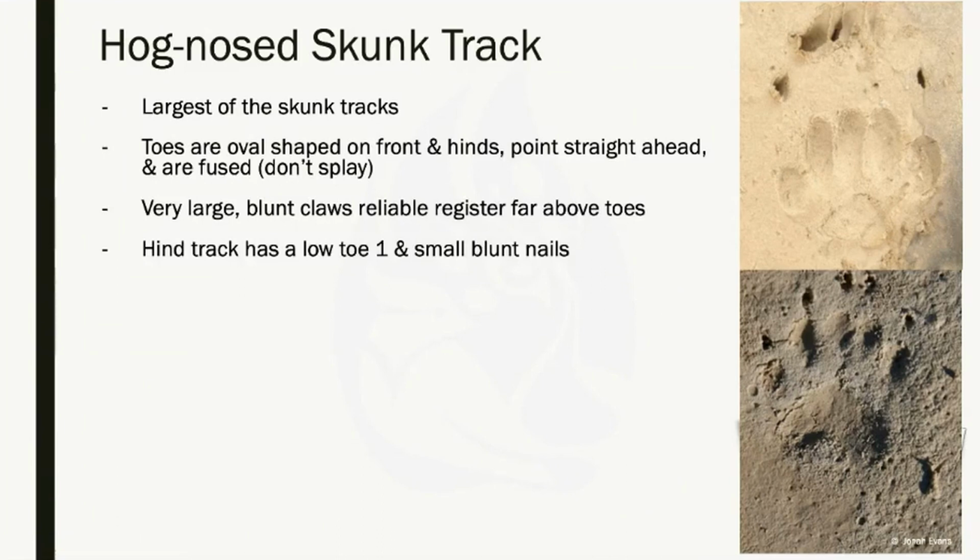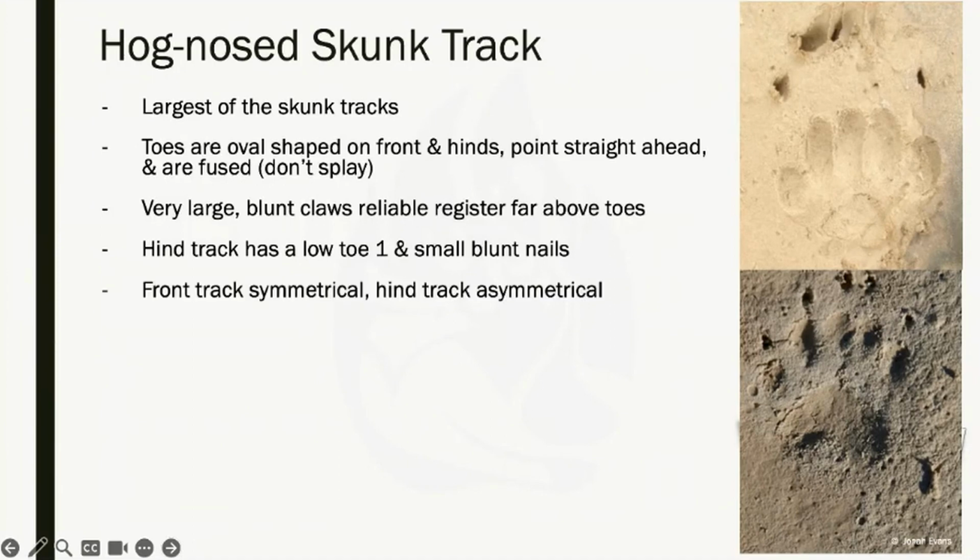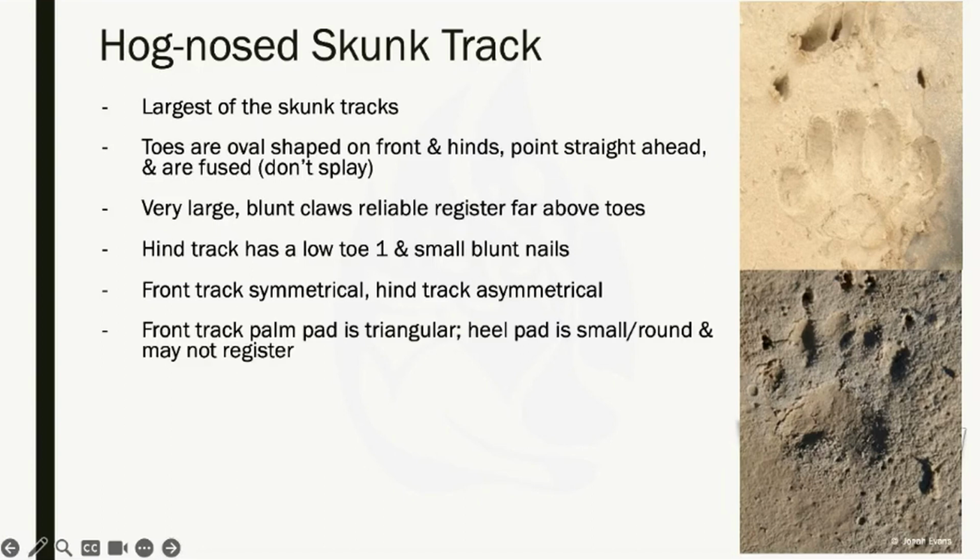Again, the hind track has a low toe one, which is definitely sort of the outlier. If I drew a line from the top of toe one, you can see here that it basically ends where the other toes start. The front track, because of that low toe, is almost the same. It's a little bit lower than the outside toe, but it's close. It's almost symmetrical. I'd still say it's slightly asymmetrical, but it's very close, much less asymmetrical than the hind track.